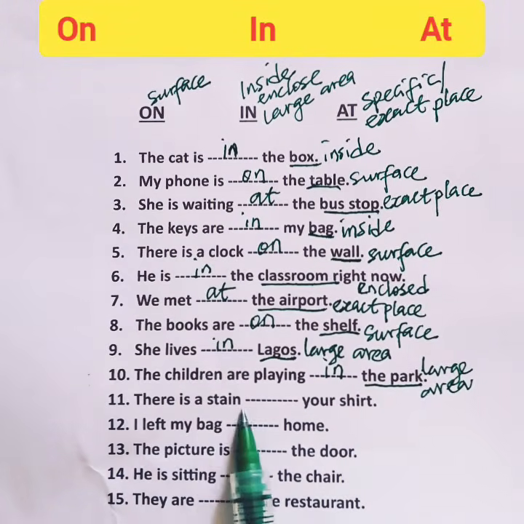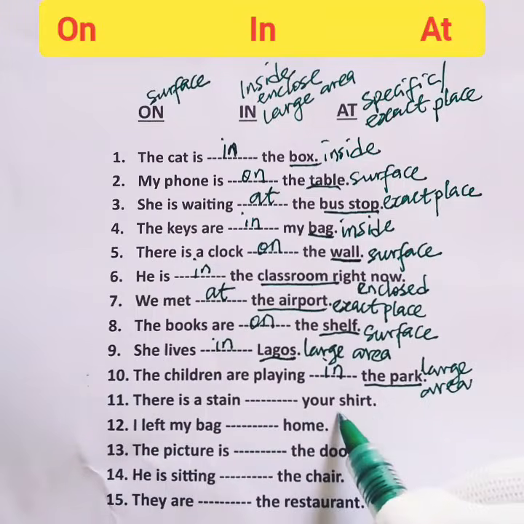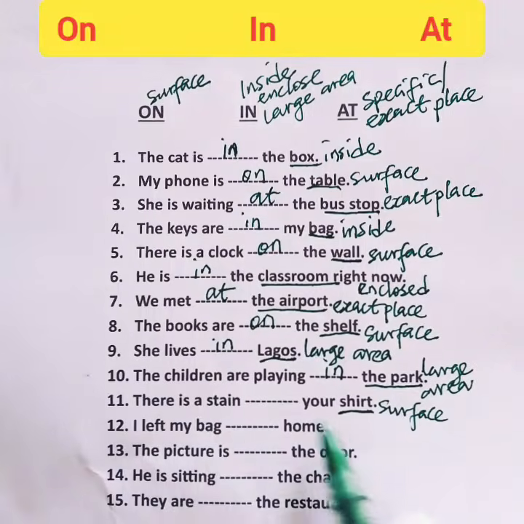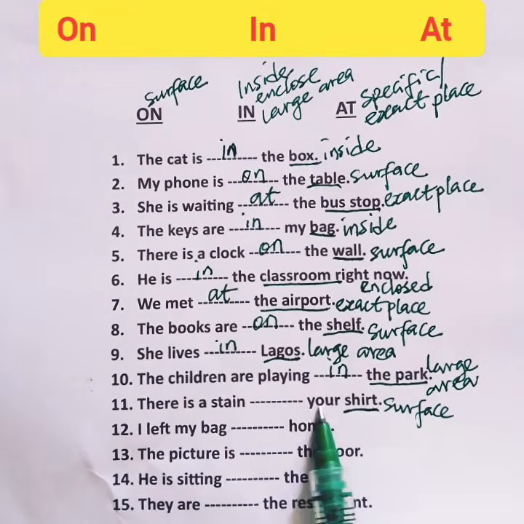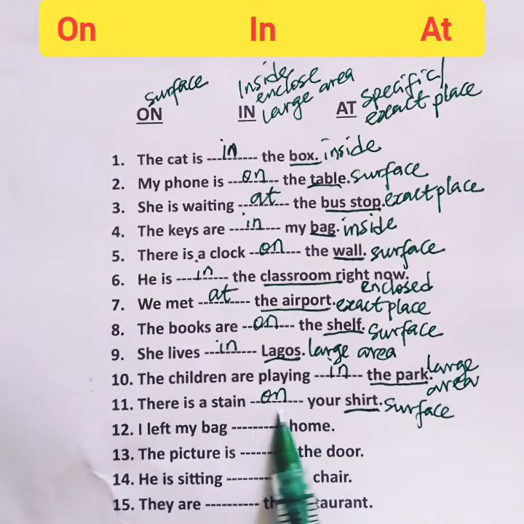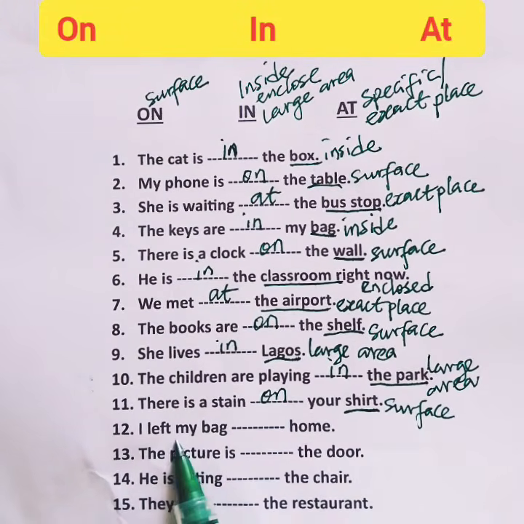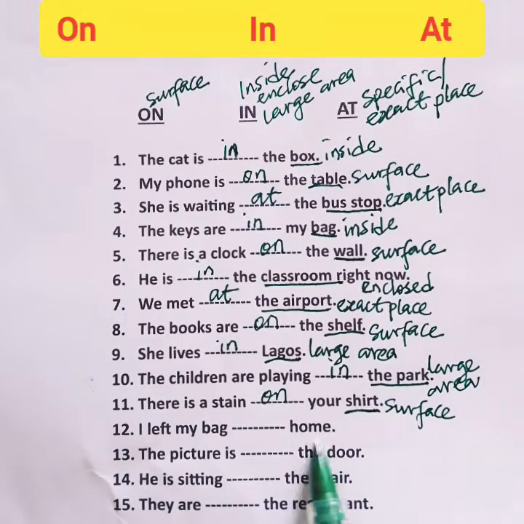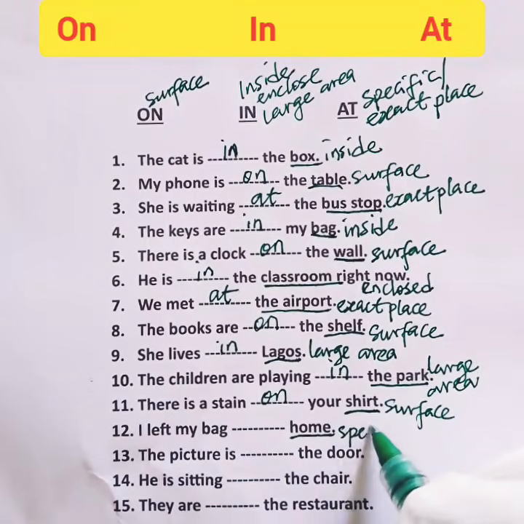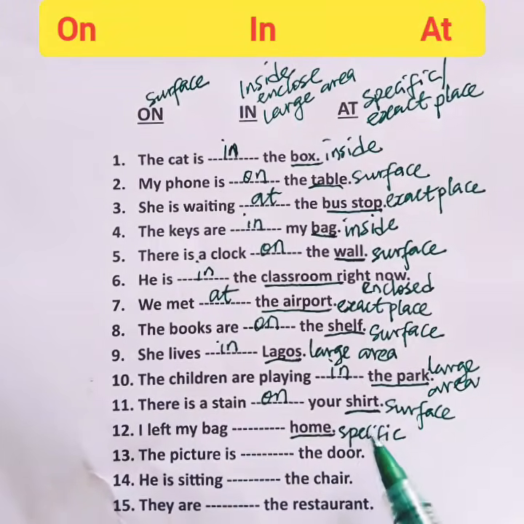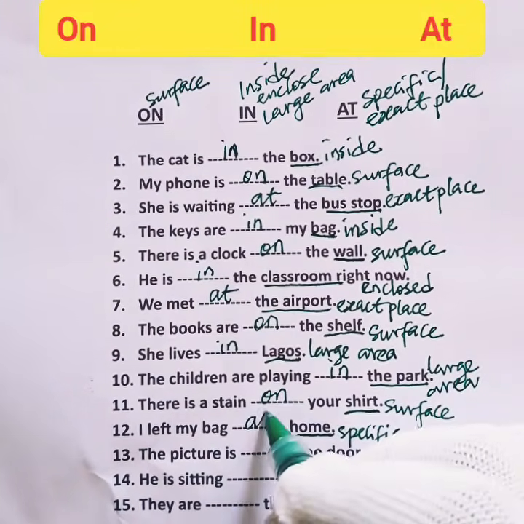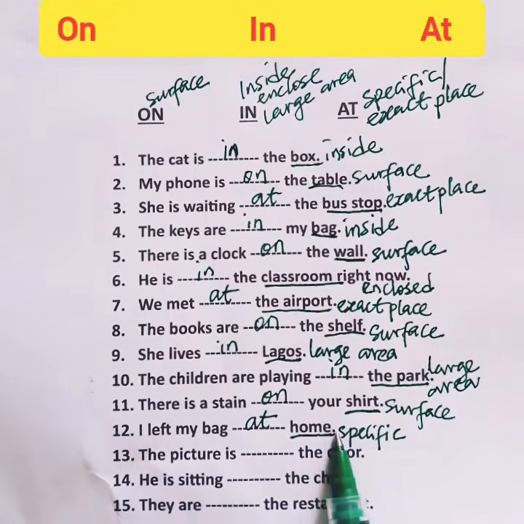11. There is a stain blank your shirt. Shirt has a surface where stain can be. So for a surface, use on. There is a stain on your shirt. 12. I left my bag blank home. Home is a specific place where my bag can be. So for specific place, use at. I left my bag at home.